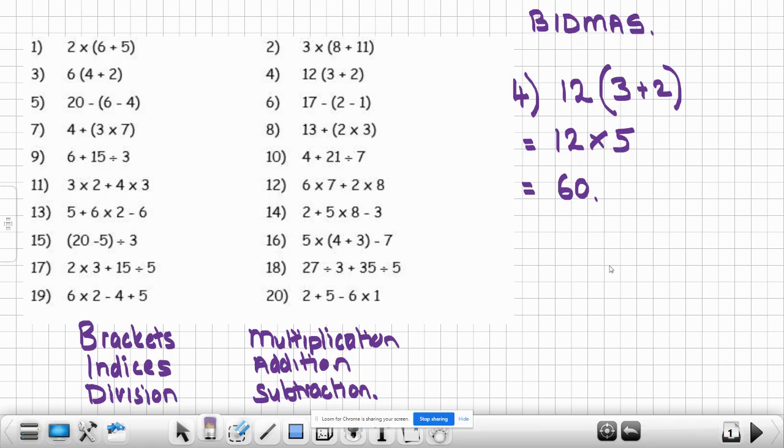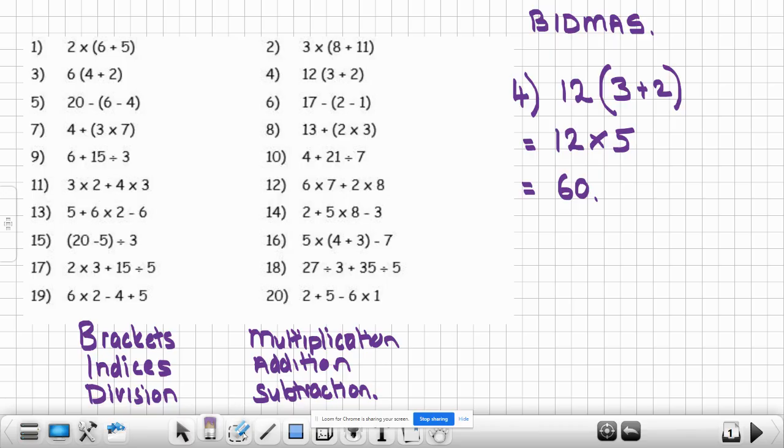And while you're practicing this skill of using BIDMAS, use a calculator if you struggle with your sums, because I want your focus to be on the order of operation rather than the calculations themselves. It's good practice to do the calculations, but let yourself focus on the order of operations for this exercise.